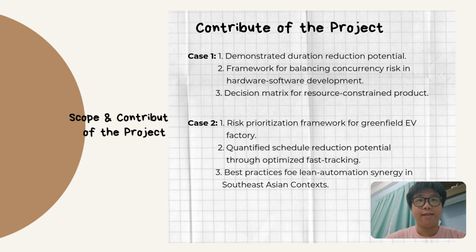The contributions in the first case study are: first, demonstrating the duration reduction potential; second, a framework for balancing concurrency risk in hardware and software development; and third, a decision metric for resource-constrained product development. The contributions for the second case study are: first, a prioritizing framework for greenfield electric vehicle factories; second, quantifying a 17% scheduling reduction potential through optimized fast tracking; and third, best practices for lean automation synergy in the Southeast Asian context.